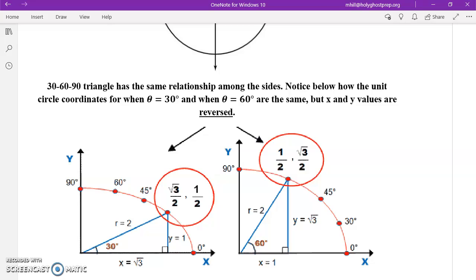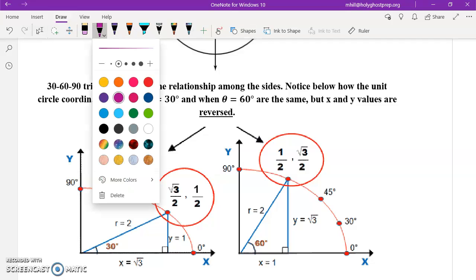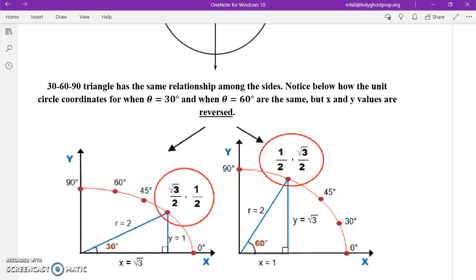Why did they make the radius 2? I don't know. I got this picture from the internet and I don't like it, so let's change this a little bit here. So if the radius was 1, let's make this 1. And this would be root 3 over 2, and this would be 1/2. I like that better. I have no idea why they did 2. That doesn't make any sense.